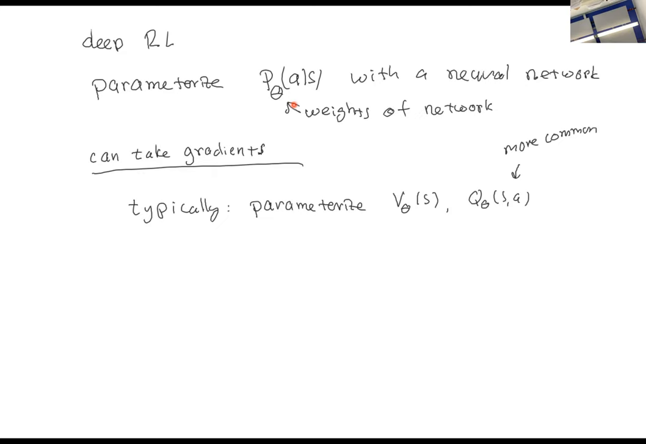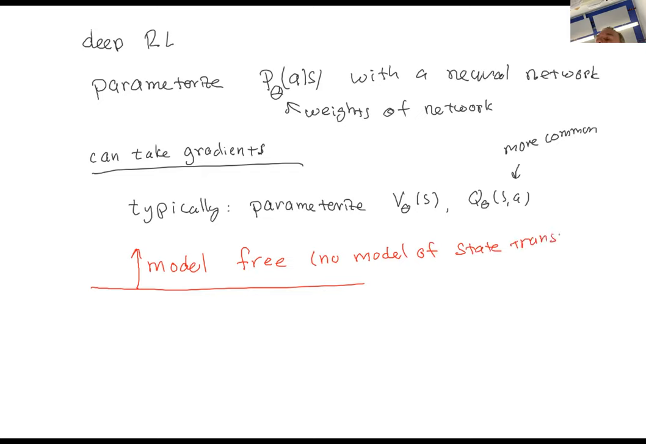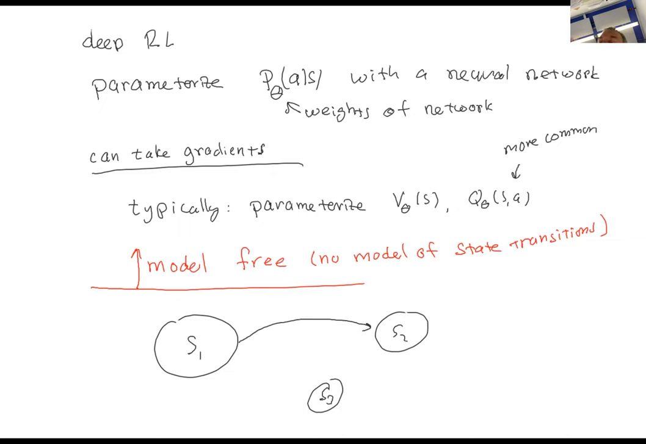And I want to actually mention one more before we talk about a specific example. These are model free, so we have no model of state transitions. Remember we have a bunch of states, S1, S2, and under a particular policy, there's a transition probability from S2 to S1.